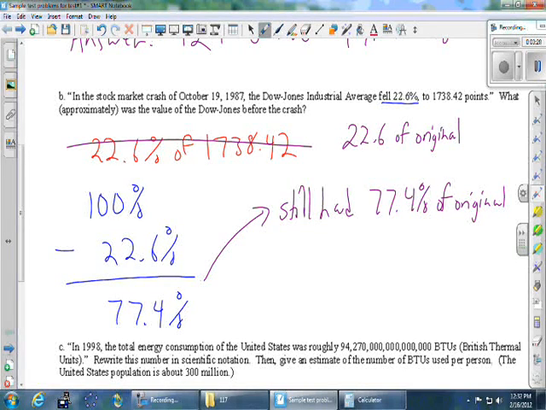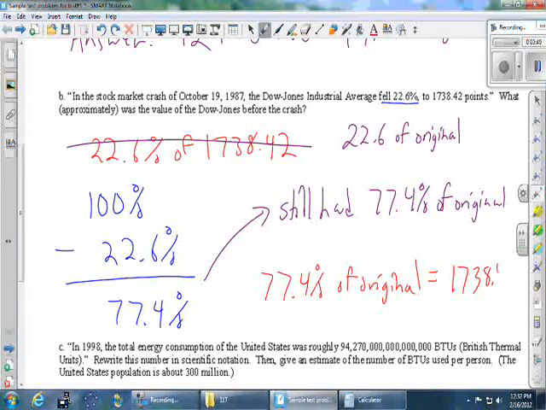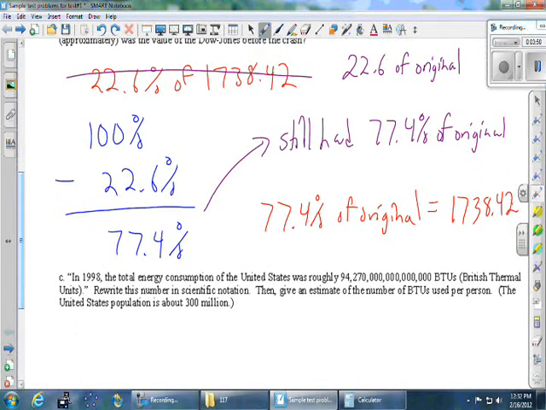So what that means in terms of an equation is 77.4% of the original value of the stock market was supposed to equal what we ended up with at the end of the day, which was 1,738.42 points. 77.4% of the original, and you end up with 1,738 points. So we can change this to a decimal, 0.774. We can change this original to an x, of means times, and that's supposed to equal 1,738.